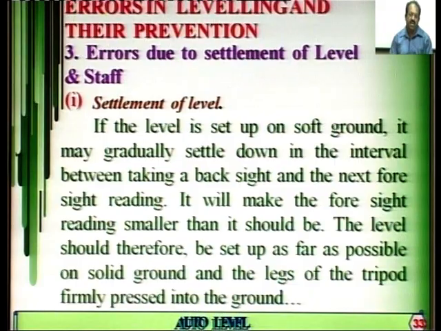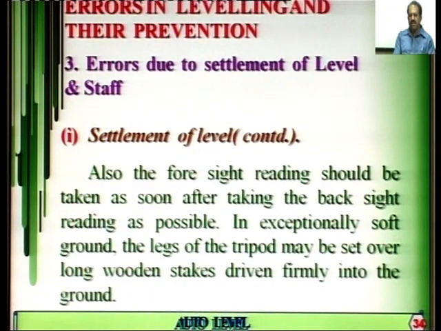Before setting the level on the ground, we should check that the ground is solid. The legs of the tripod, which have iron shoes at the bottom, should be firmly pressed into the ground to avoid this error. Also, the foresight reading should be taken as soon as possible after taking the backsight reading.